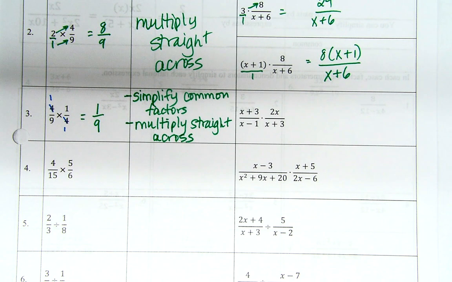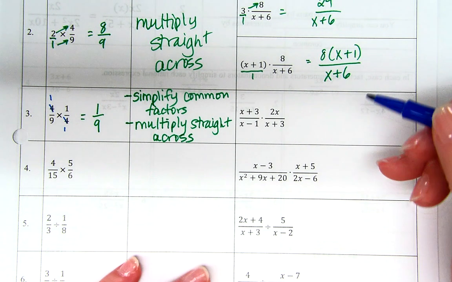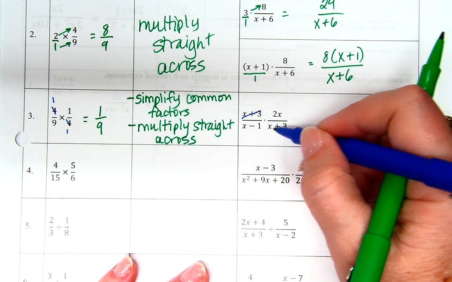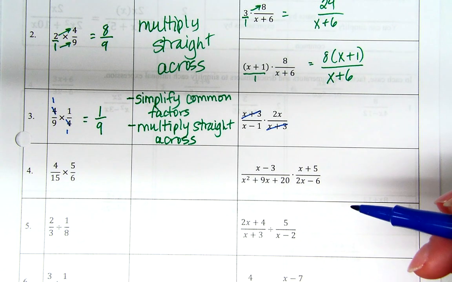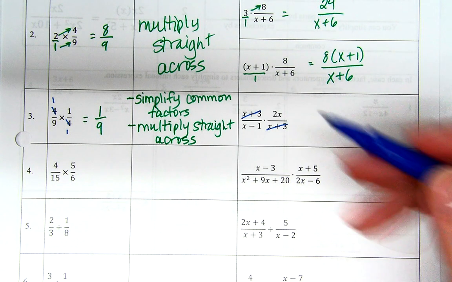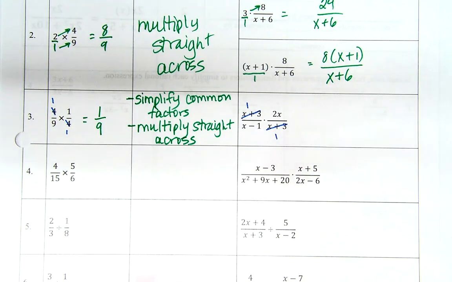Because at first people were saying 3, right? But I said, no, I'm not talking about common numbers. I'm saying, is there any common factors? And the common factor is x plus 3 and x plus 3. So when I cross out an x plus 3 and an x plus 3, what's left in its place? 1. A 1 and a 1, right?